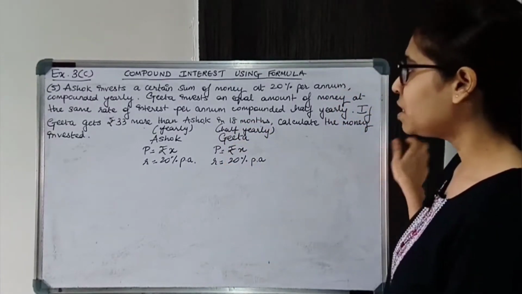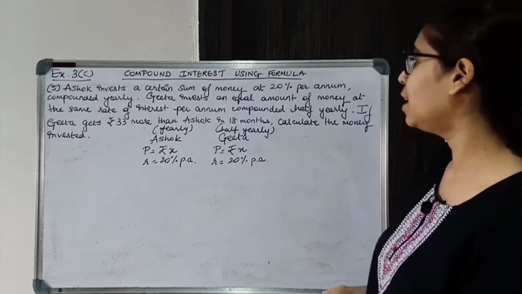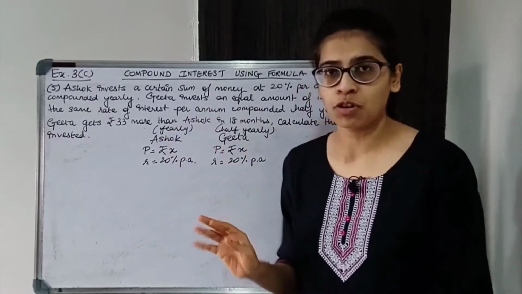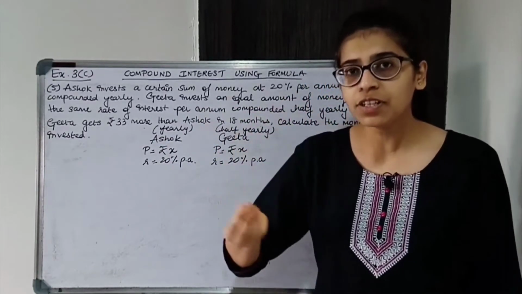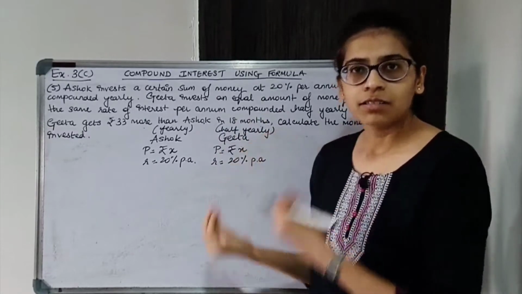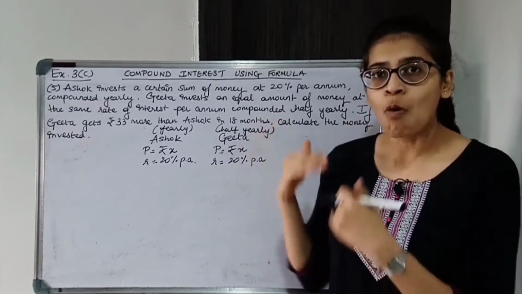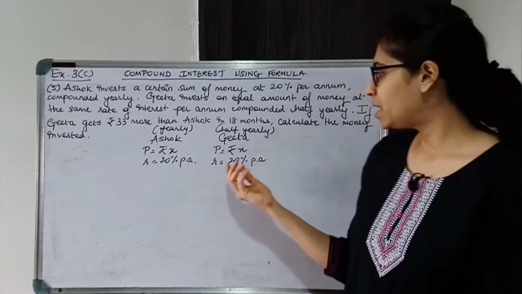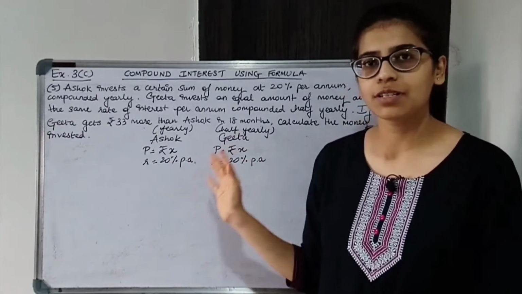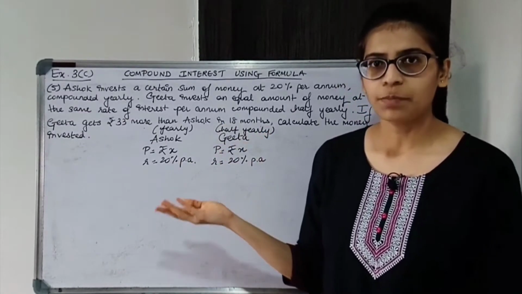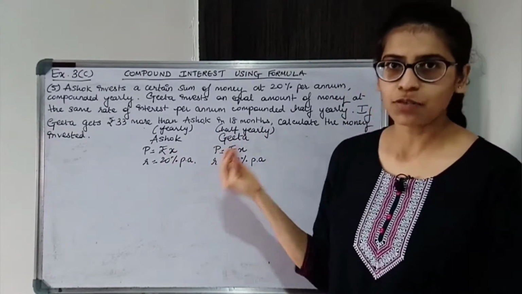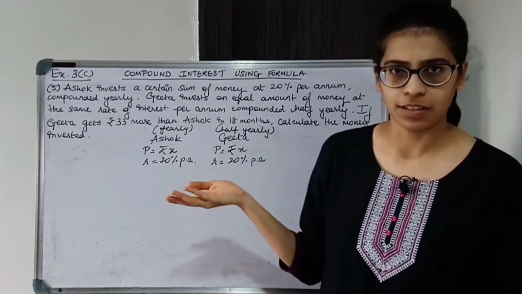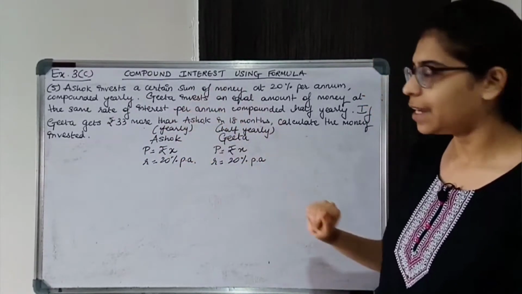If Geeta gets rupees 33 more than Ashok in 18 months, calculate the money invested. Geeta is getting more interest than Ashok. Obviously, when the interest is compounded half yearly, then the interest or amount that you get is more than the other person, than the person getting interest yearly. So basically the difference in amounts or difference in interest is 33 rupees. Principal is same in their case. So when principal is same, you can take difference in amount to be 33 or difference in compound interest to be 33. So we'll come to this part later.